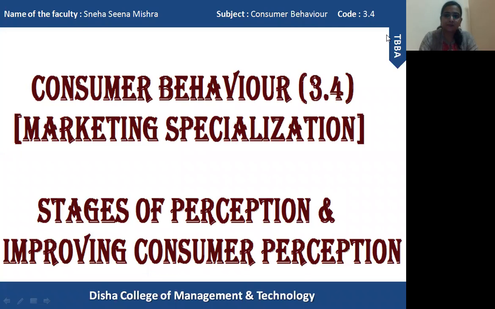Good evening, everyone. In the previous session of consumer behavior, I was explaining various elements of perception, or we can also call them stages of perception. Like I said in the previous class, there are four stages of perception: perceptual selection, perceptual organization, perceptual interpretation, and perceptual retention. I have already explained two stages in my last class, and in today's session I am going to explain the remaining two stages of perception.